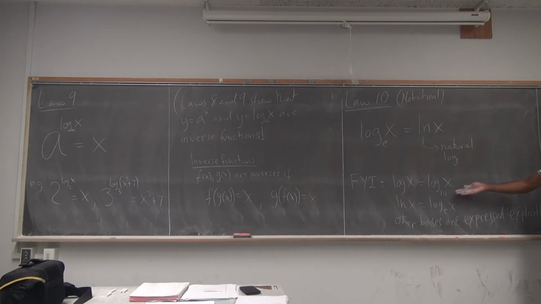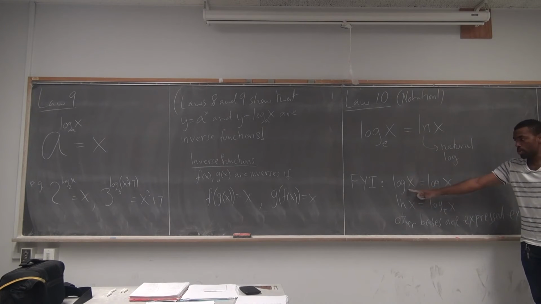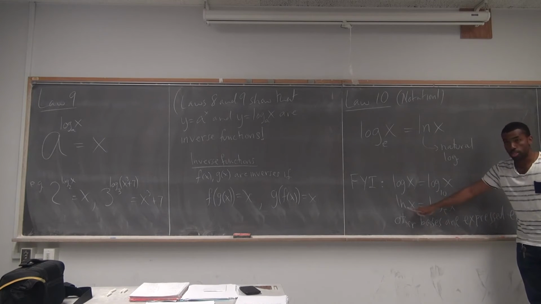So 10 is important. We have 10 fingers, and raising things to the power of 10 is easy. e is important, so we denote those. So these two guys are special in the notation. So if they don't write a number here, you must assume that the base is 10. And if they write ln, assume that the base is e.